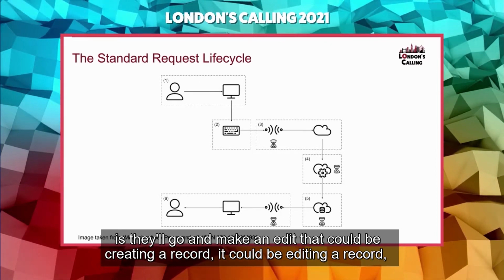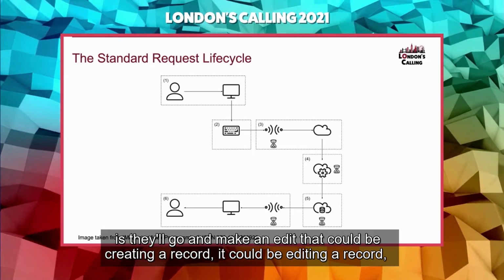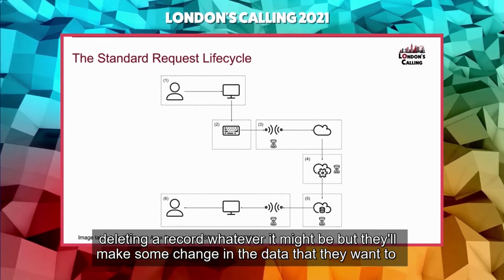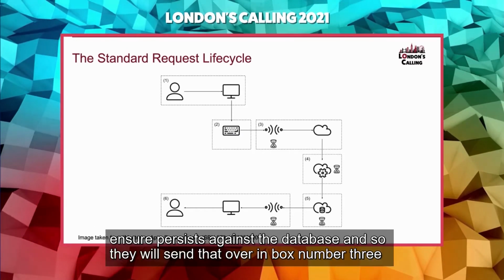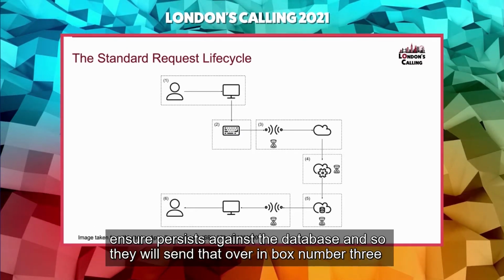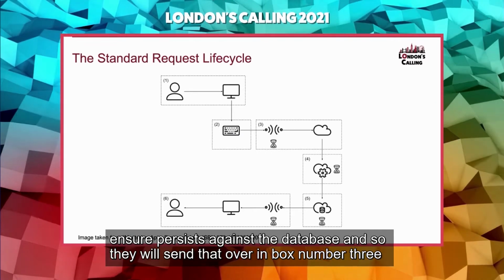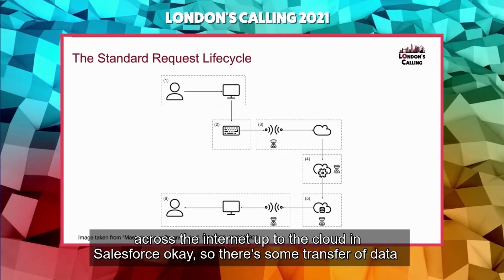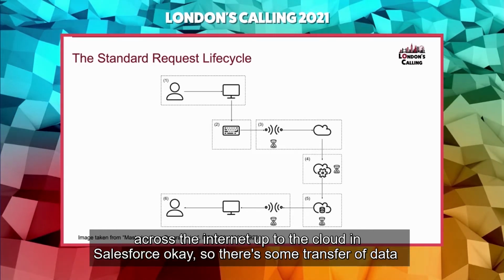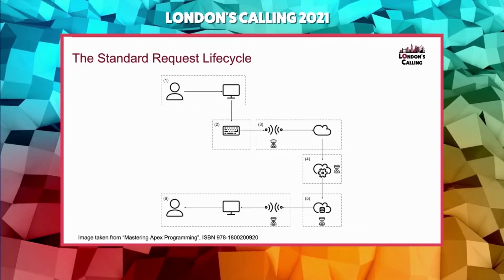That could be creating a record, it could be editing a record, deleting a record, whatever it might be, but they'll make some change in the data that they want to ensure persists against the database. And so they will send that over in box number 3 across the internet up to the cloud in Salesforce. Okay, so there's some transfer of data.